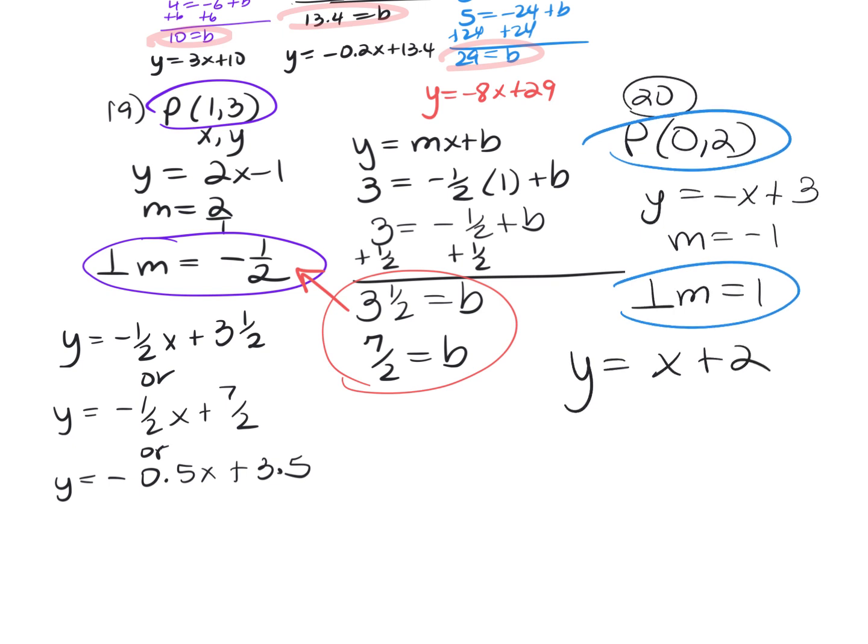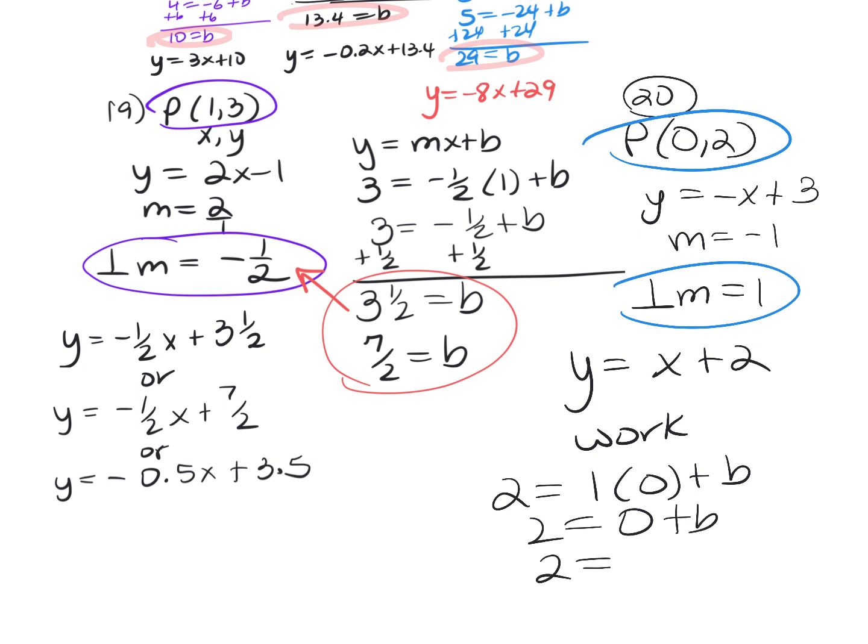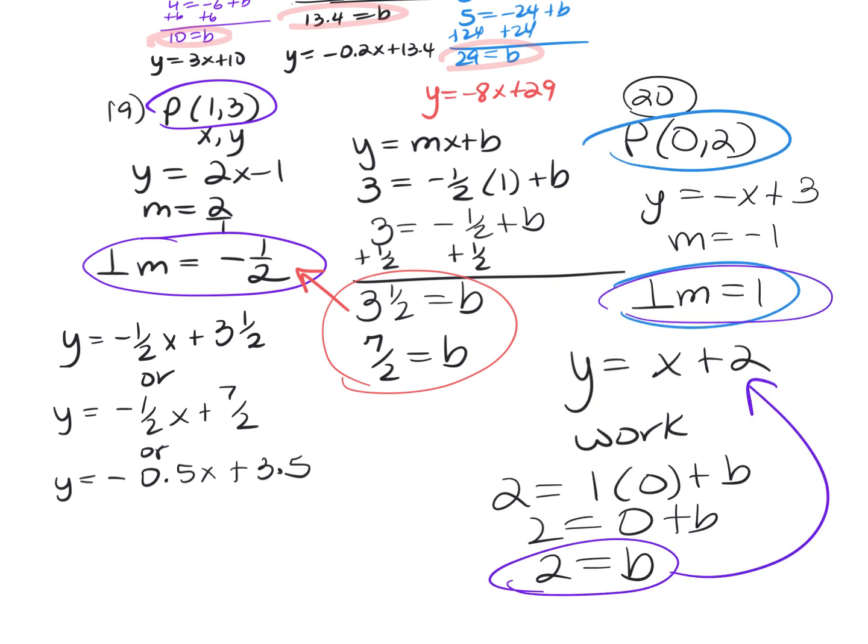Now, if you didn't recognize it, here is the work for it. You would plug in the (0, 2) as your x and y. So 2 equals 1 times 0 plus b. 1 times 0 is 0, so your b is 2. And then you just take that and you plug it in. So you didn't technically have to do the work of plugging in the ordered pair (0, 2) because that ordered pair was the y-intercept.